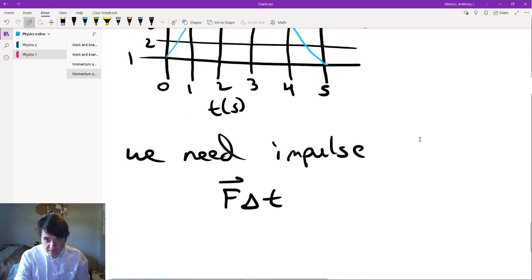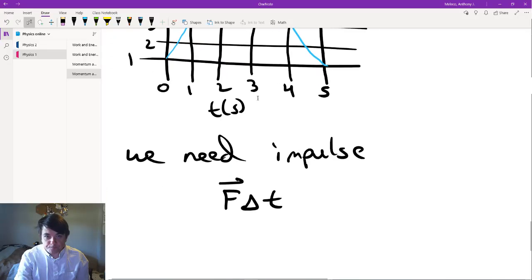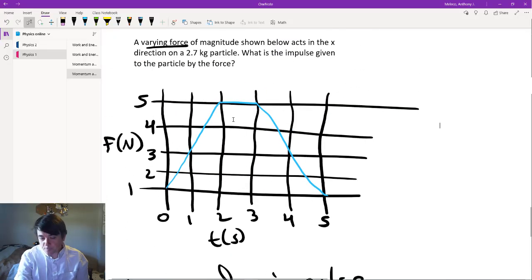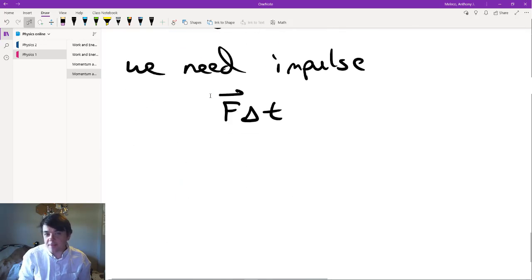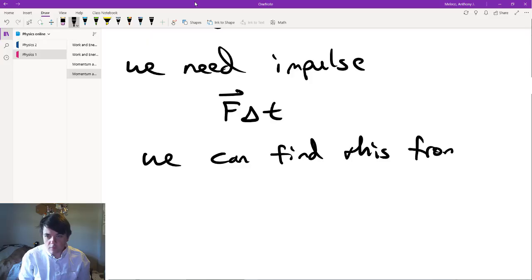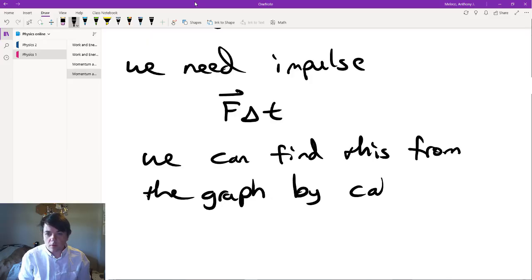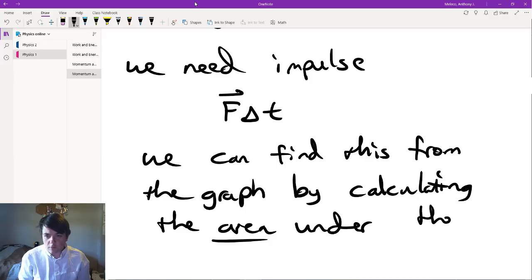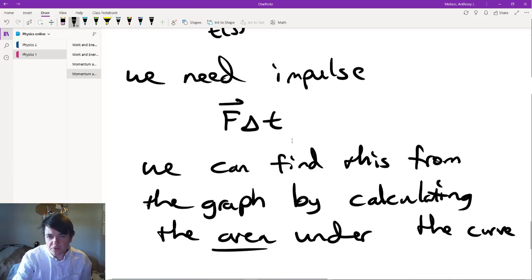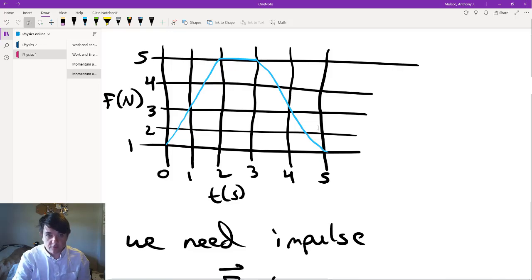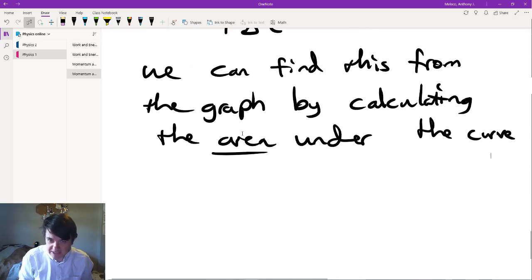An easier way to do it is to take the force per change in time by finding the area. So we can add those up by doing the area. So we can find this from the graph by calculating the area under the curve. So adding up those little bits, like I just said, is equivalent to doing this. It's what's known as finding an integral, actually.